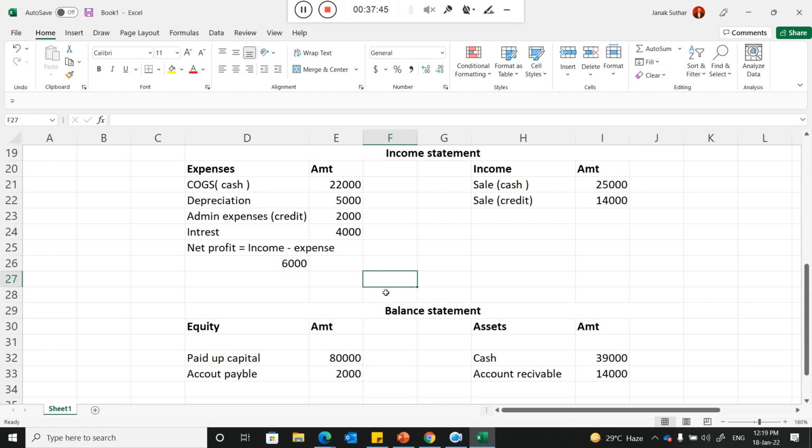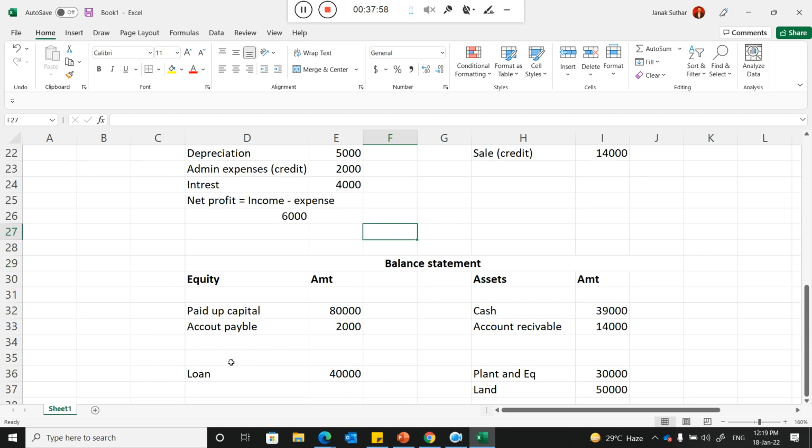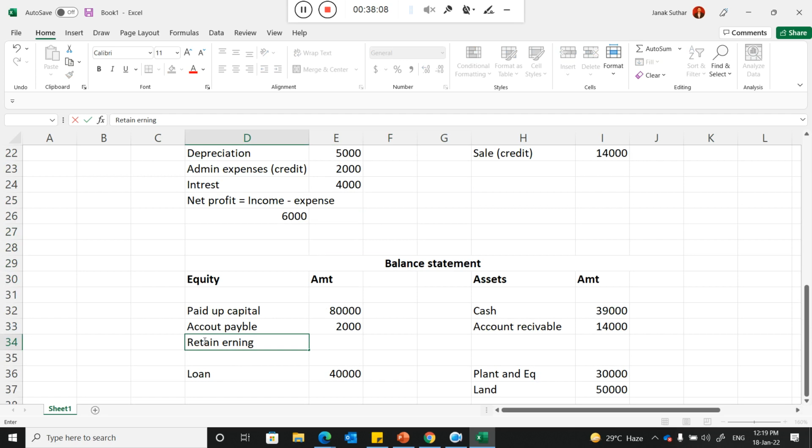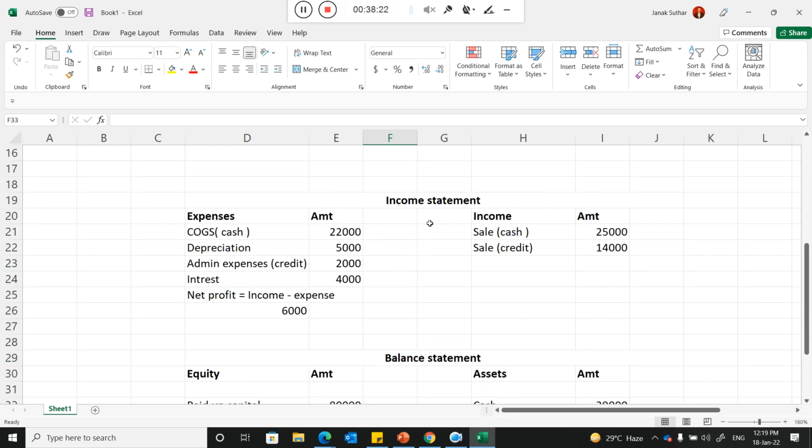And if the company or organization wants to reinvest to improve the organization's machinery and efficiency, they can utilize it. So I just assume that I want to reinvest this particular earning. So I write here retained earnings. How much earning I have, that is the 6,000. So that means the income statement is done.